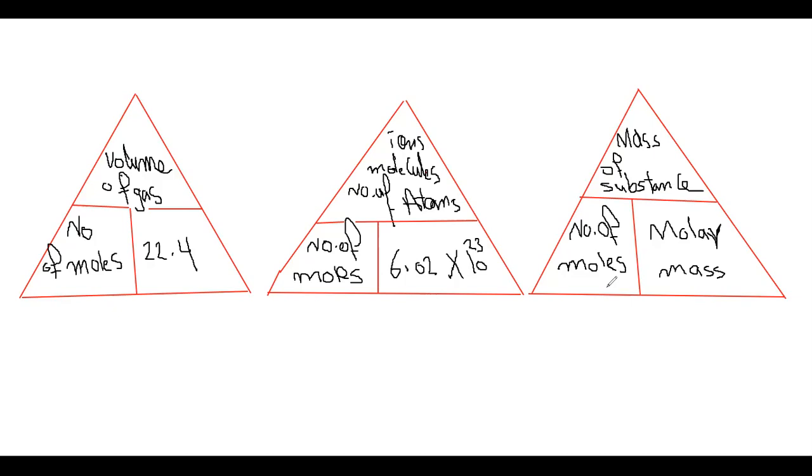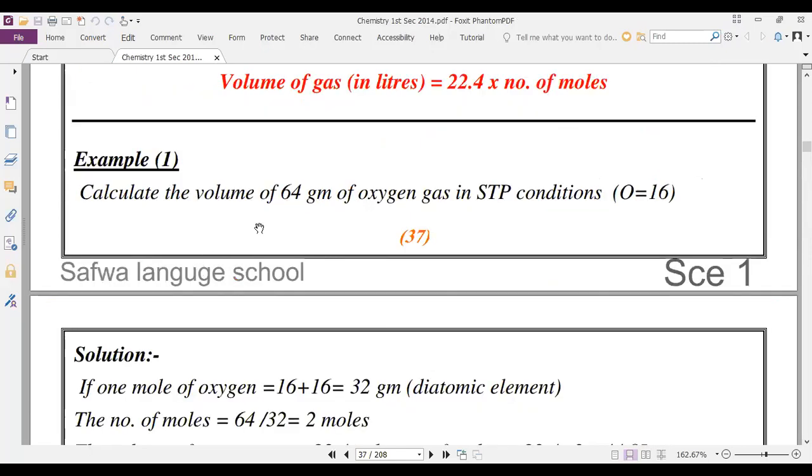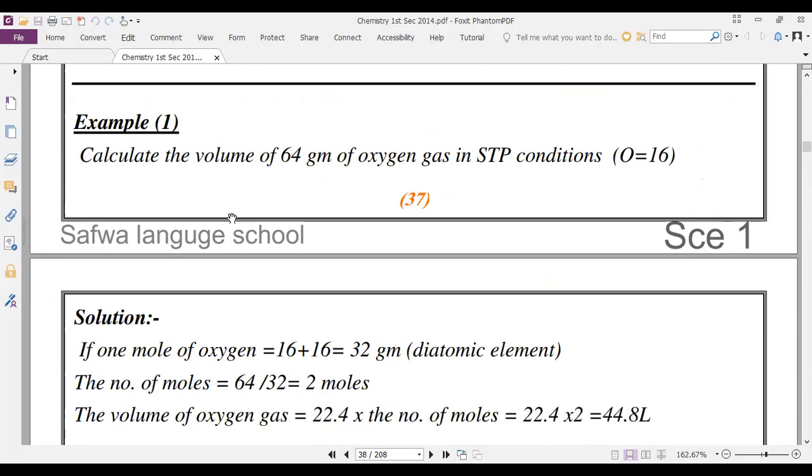Any problem in these three rules? No. Okay, let's take some examples about these rules. Calculate the volume of 64 grams of oxygen gas at STP conditions, where the atomic mass of oxygen equals 16. How can we get it?